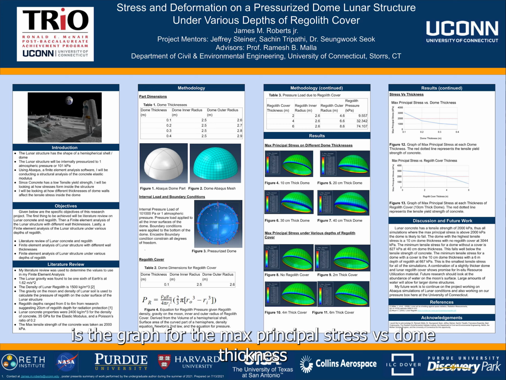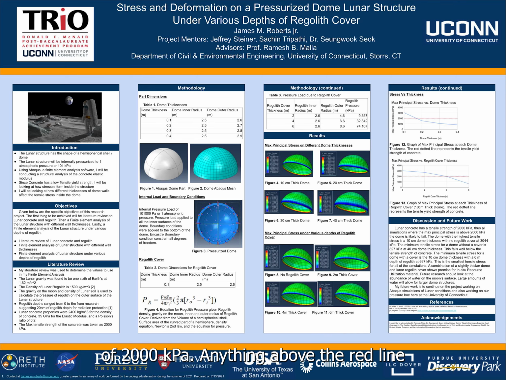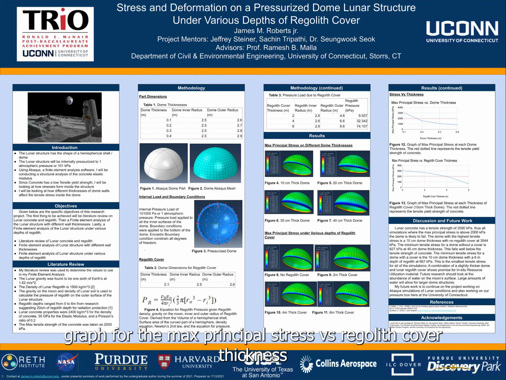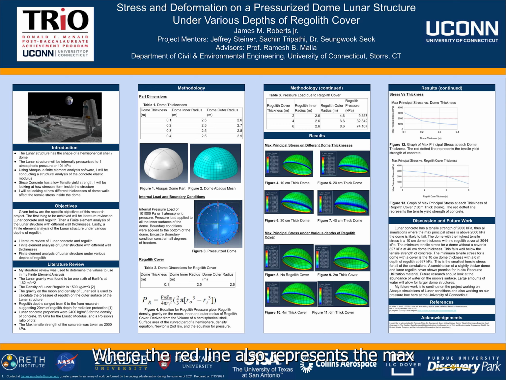Figure 12 is the graph for the max principal stress versus dome thickness, where the red line represents the max tensile strength of 2,000 kilopascals. Anything above the red line could result in failure. Figure 13 is the graph for the max principal stress versus regolith cover thickness, where the red line also represents the max tensile strength of concrete.